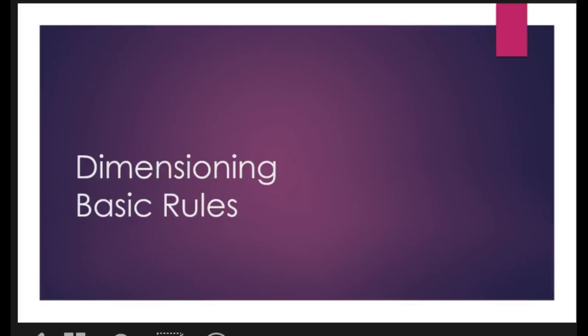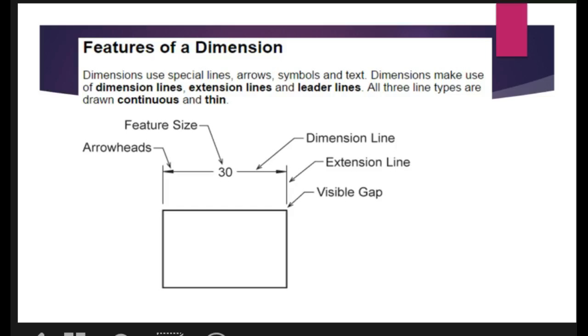Okay, we're going to have part 2 video of dimensioning, and now we're going to talk about some basic rules. You have this handout, glue this in and make notes as we go over it. Here are a few rules that you need to know. Dimensions use special lines, arrows, symbols, and text. Look back at when we talked about the line weights.